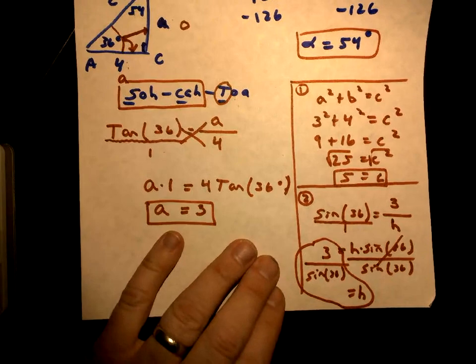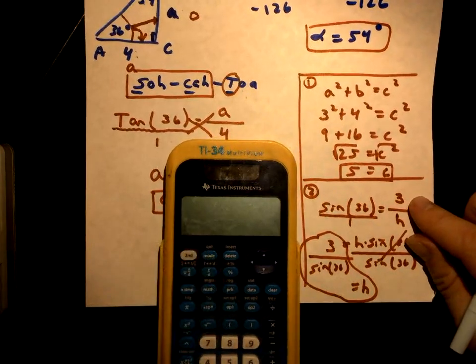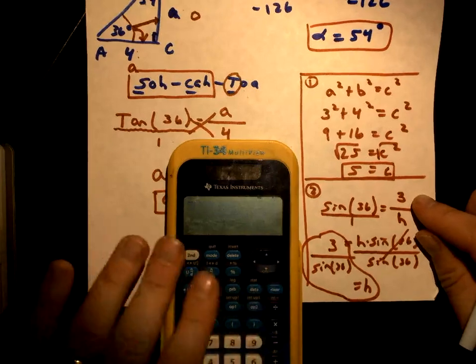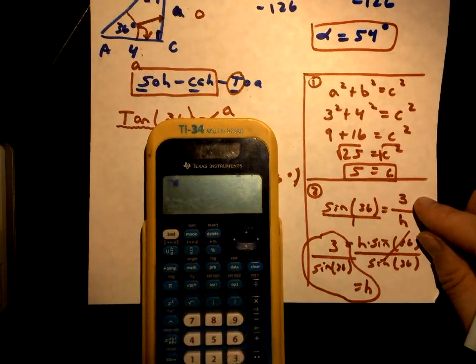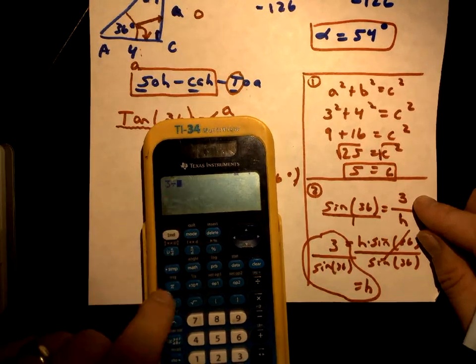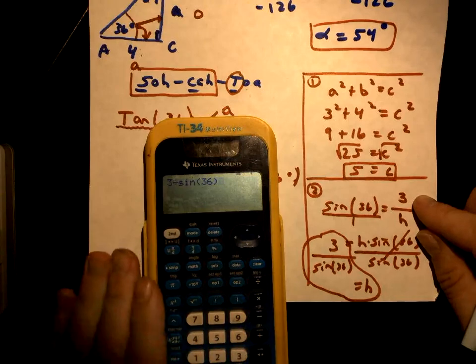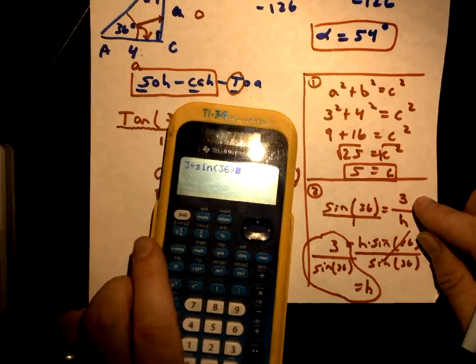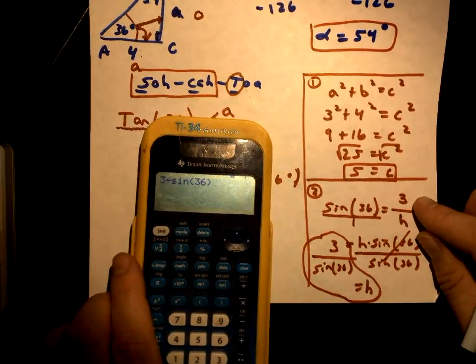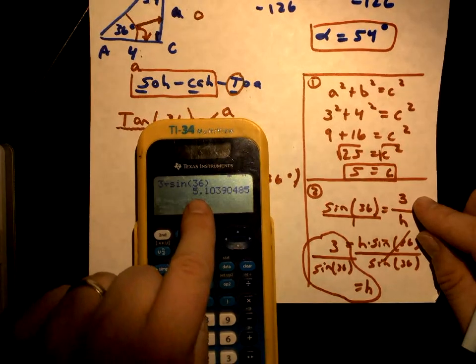So in your calculator, let's see if we get the same thing. Hopefully it will work. So 3 divided by, this should be in your calculator, we're going to hit sine 36. Okay, 3 divided by sine 36. Hit enter. Look at that.